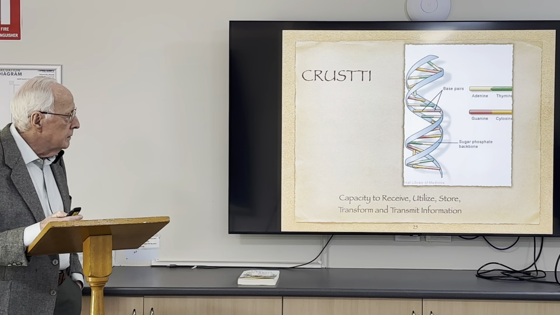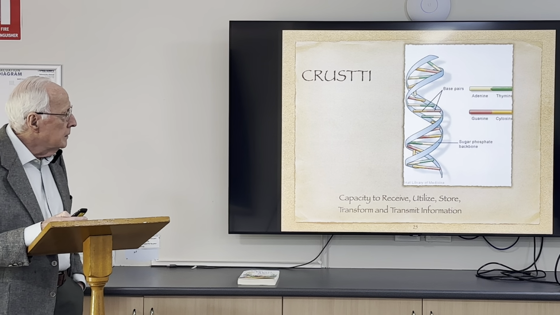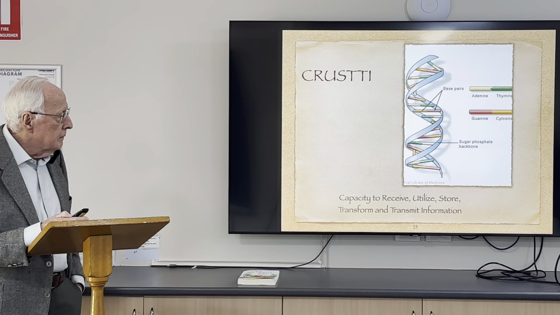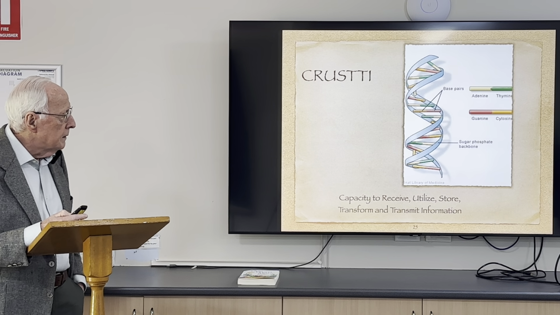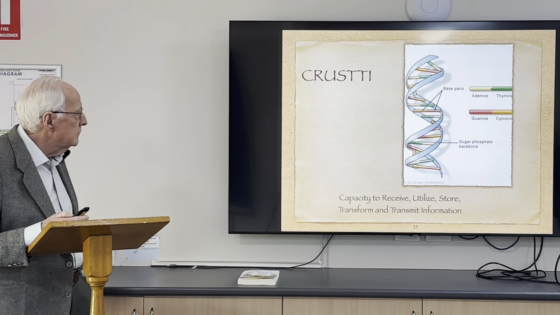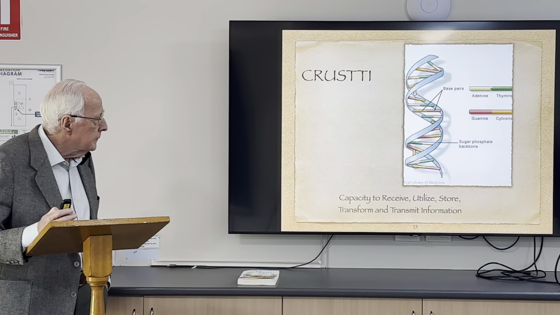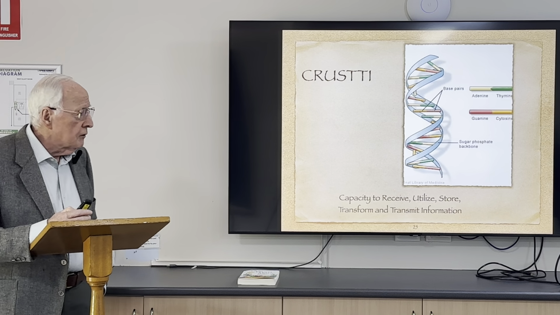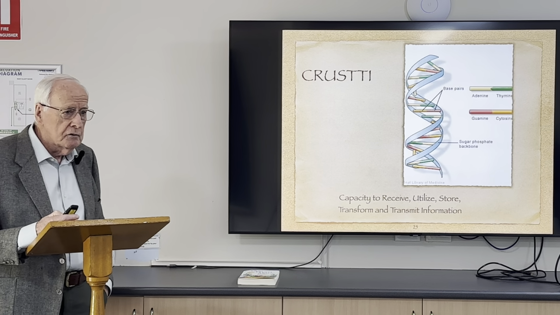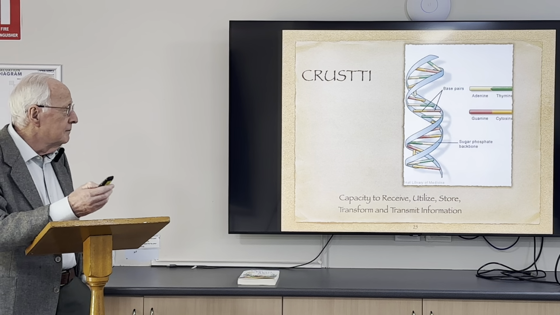For instance, in the DNA spiral, the double spiral of DNA, you have the base pairs, and you've got those particular compounds marked by colors: guanine, adenine, sugar phosphate. And that is a crusty organization, and it receives, utilizes, stores, transforms, and transmits information into a human.